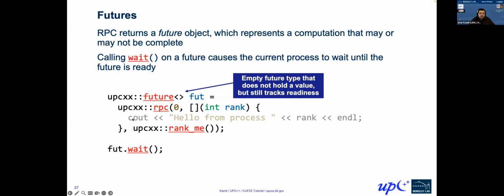I mentioned this already, but I'll reiterate that in this case, we have a function object that doesn't have a return value. Therefore, the future that we get back doesn't have a value that it represents. It just represents whether or not the RPC is completed. In C++ syntax terms, we have this future as a template, and it happens to have no arguments in this case. But we still have angle brackets because it's a template.